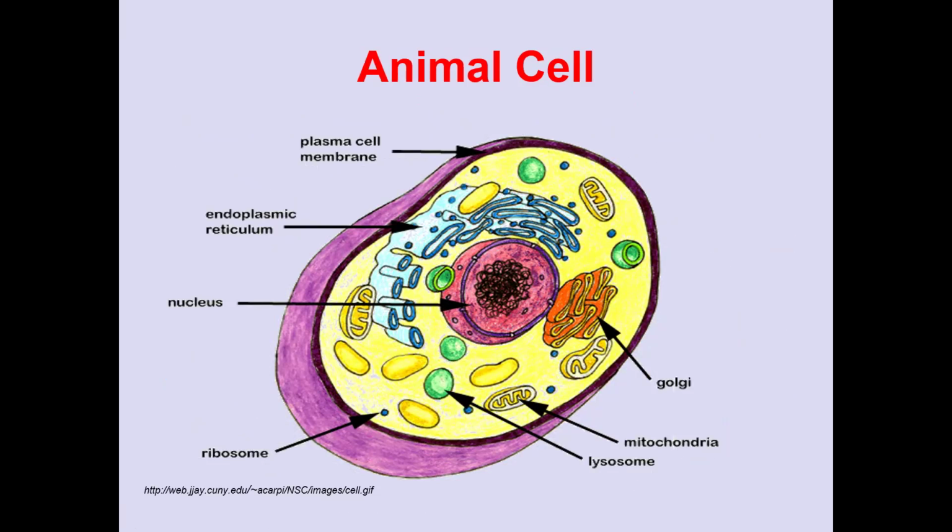Another animal cell is depicted here, and look at the plasma membrane, which directly houses the organelles, and you also have the endoplasmic reticulum, the nucleus with nuclear membrane, the Golgi apparatus, mitochondria, lysosomes, and also the ribosomes.